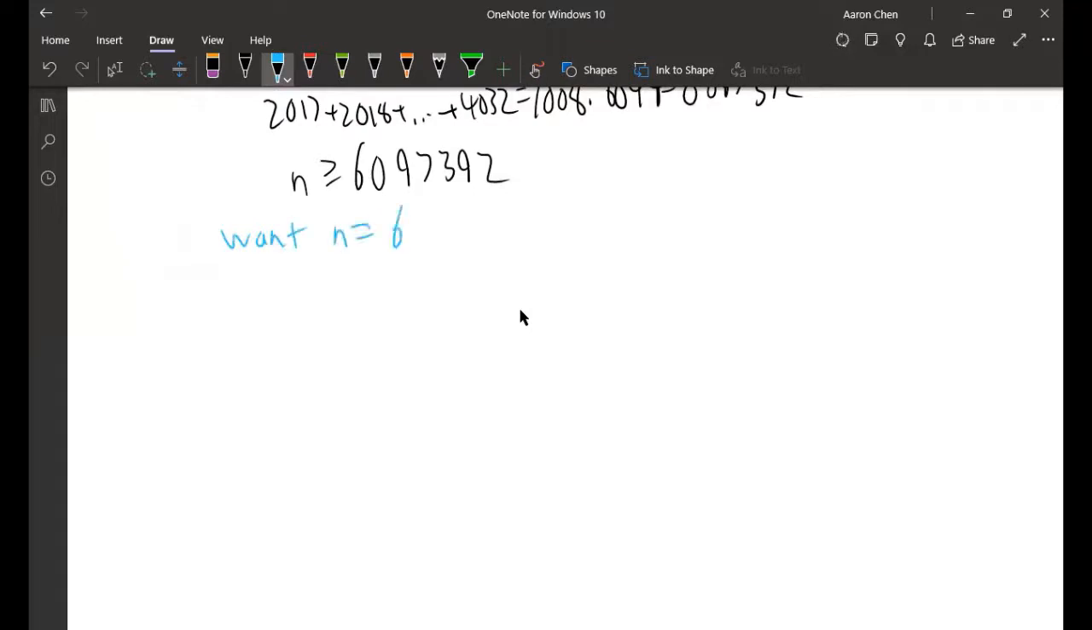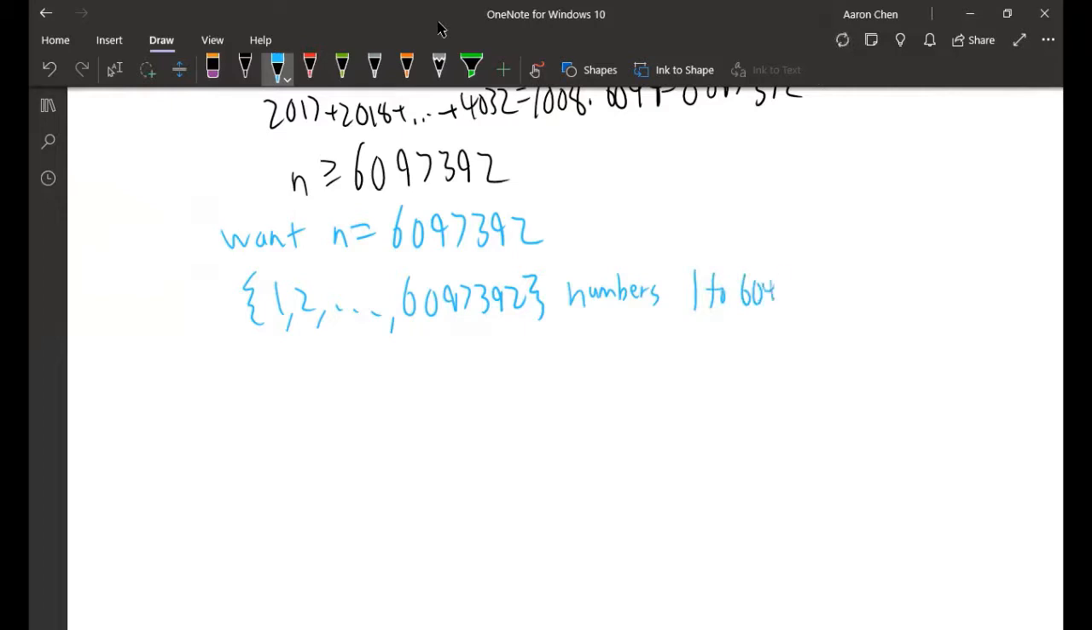And so next up, what we want to do is show that n equals 6,097,392. And so first of all, we can clearly see that the numbers from 1 all the way to 6,097,392 definitely have the numbers from 1 to 6,048. And so now we can pair these numbers up.